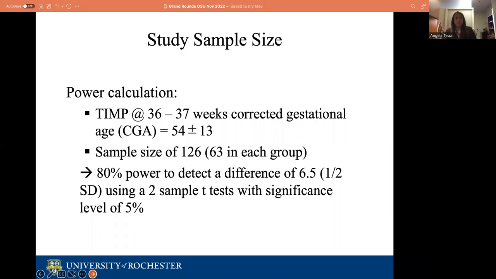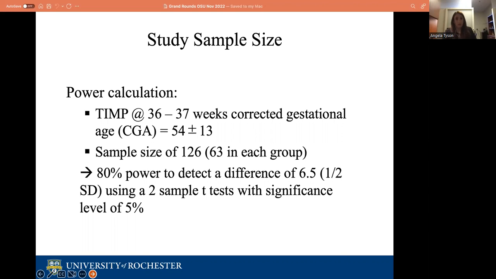If I would have done 90% power, I needed like 160 kids. There's just no way. So some of this was feasibility of what I could do and the timeline that I had to produce this. All right, so that is your power calculation.